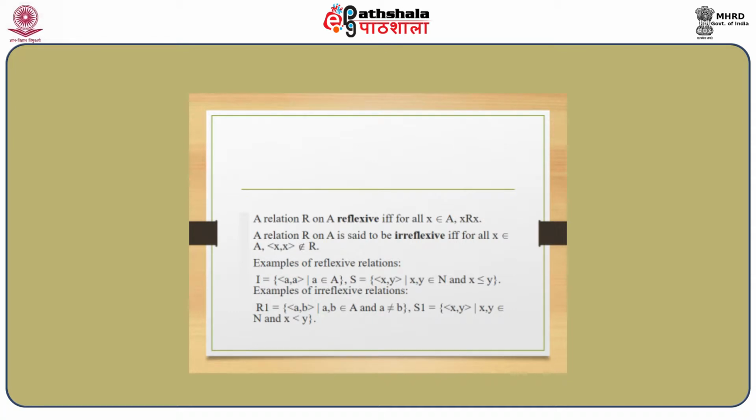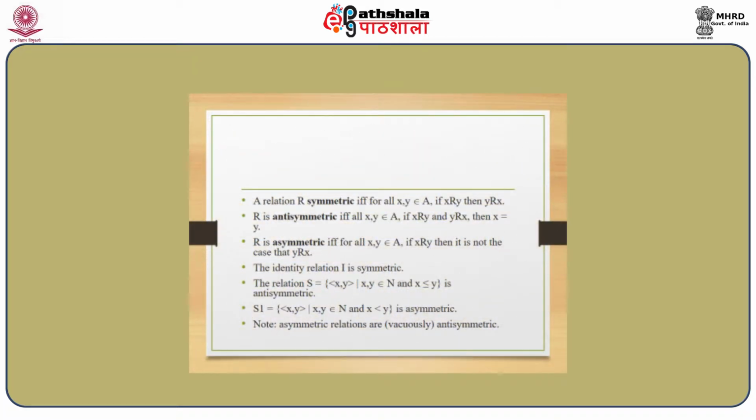Examples of irreflexive relations include R1 equals the set of ordered pairs (a, b) such that a and b are both in uppercase A and a is not equal to b, and S1 defined as the set of all ordered pairs (x, y) such that (x, y) is in N and x is strictly less than y. A relation R is said to be symmetric if and only if for all x, y in uppercase A, if xRy, then yRx.